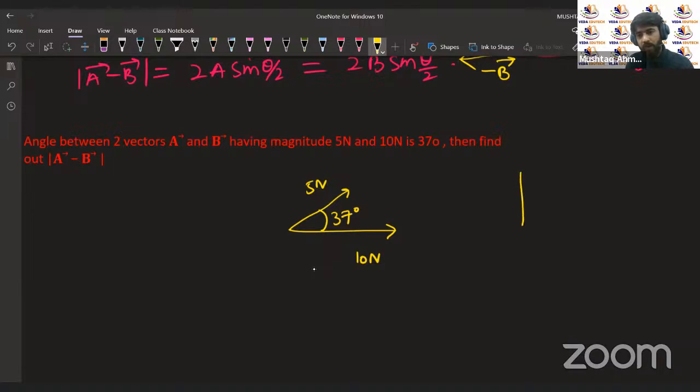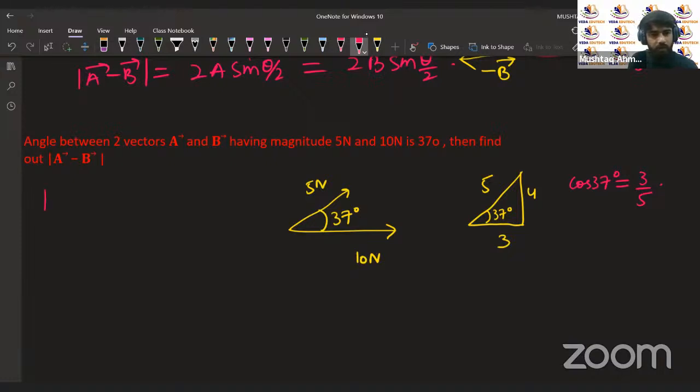Suppose we have this triangle here and this angle is 37. If this side is 4, this is 3, then the hypotenuse here will be 5. So if we try to calculate the sine or the cos of 37 degree from this triangle, cos of 37 degree will be 3 upon 5.